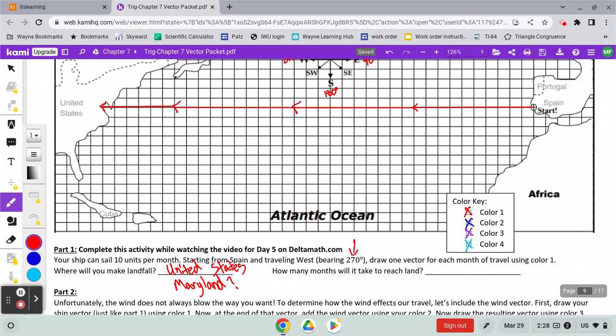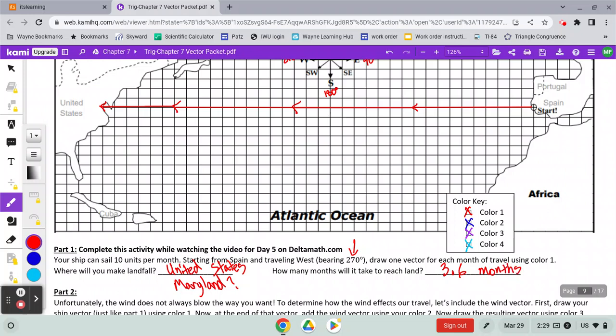And how many months will it take to reach land? If we think about it, it's 1 month, 2 months, 3 months, and then this is 1, 2, 3, 4, 5, 6. So either 5 or 6 out of 10. So either like 3.5 or 3.6 months. Okay, and that's all there is to it. And that would be how we could map things out.